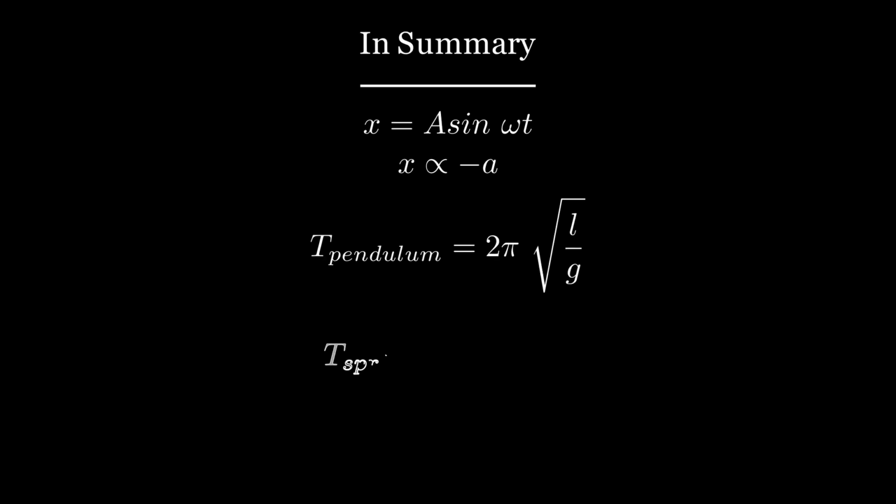So in summary we have shown that x equals A sin omega t is a valid equation for an object in SHM. We used the condition for SHM, acceleration is proportional to negative displacement, to derive two formulas. For a pendulum, period equals 2 pi times the square root of length over g. And for a spring, period equals 2 pi times the square root of the mass divided by the spring constant.